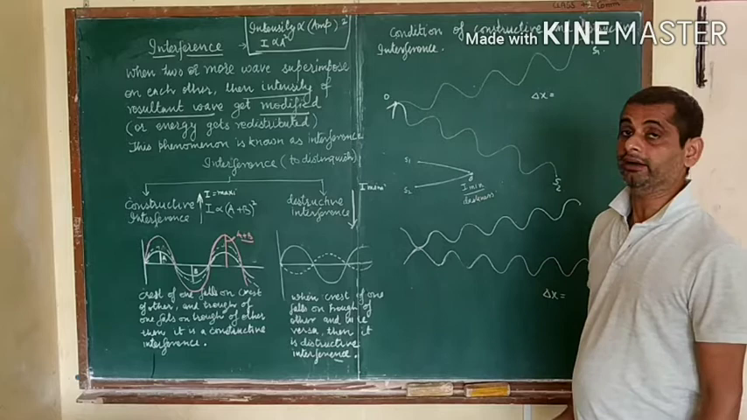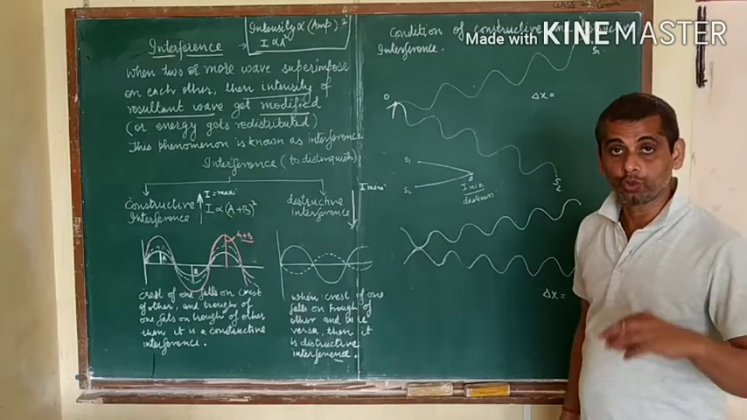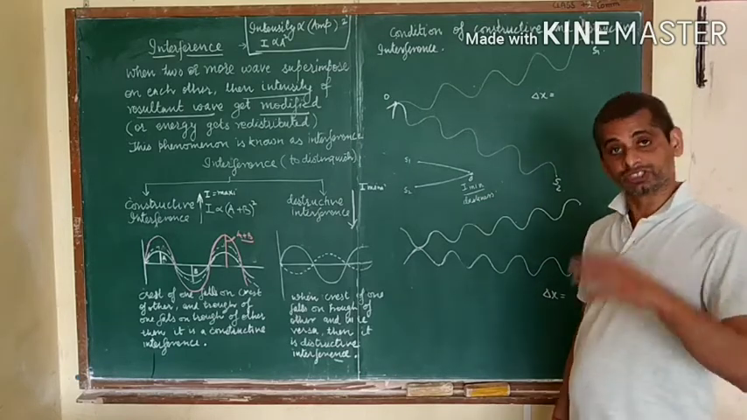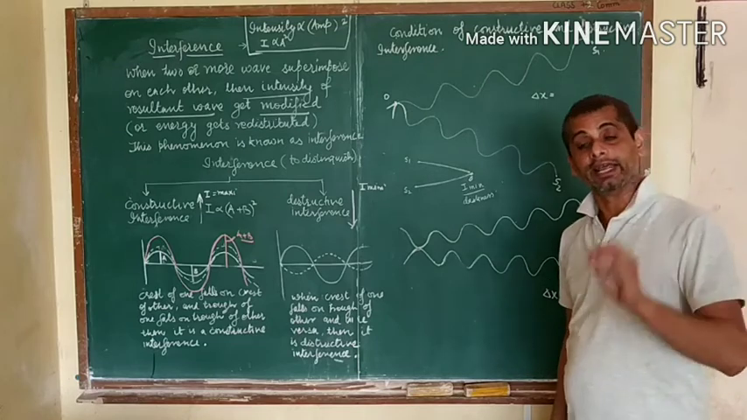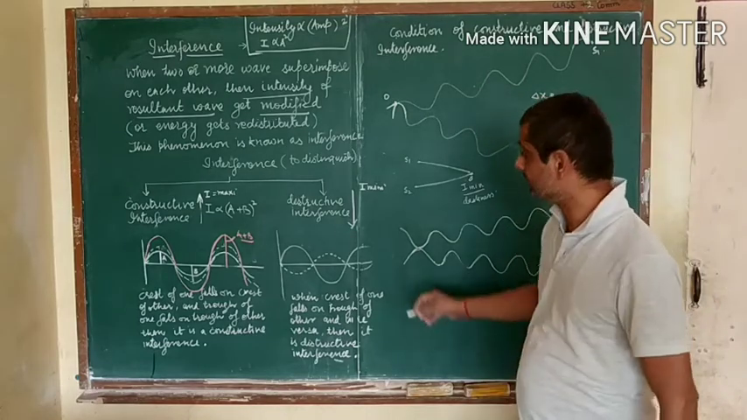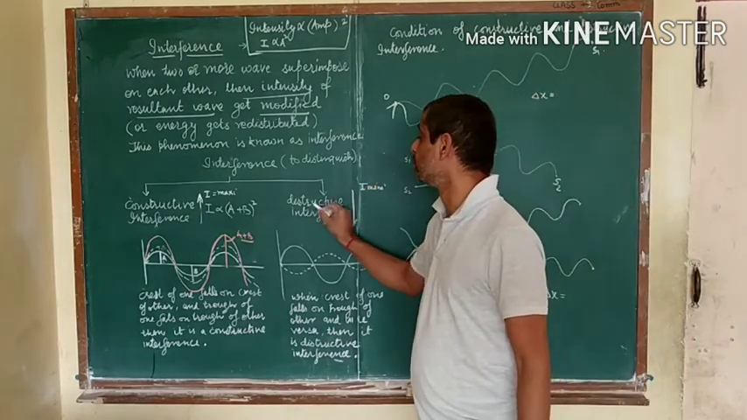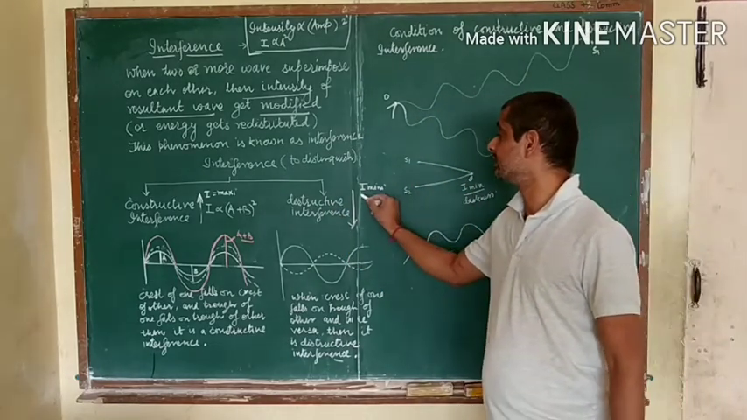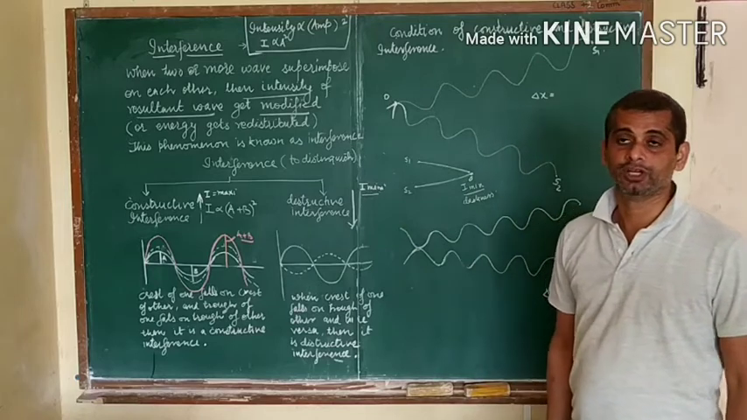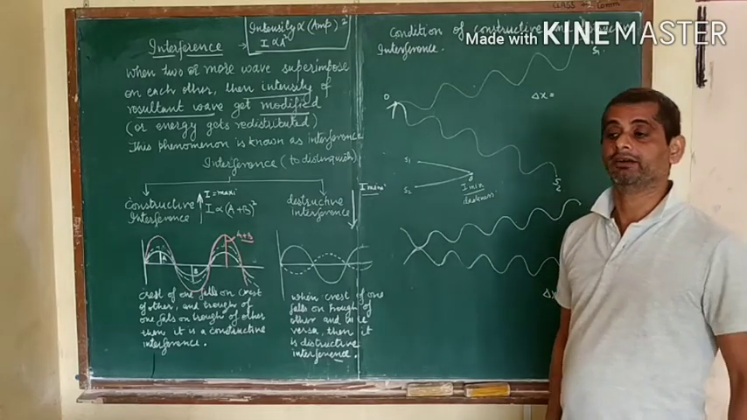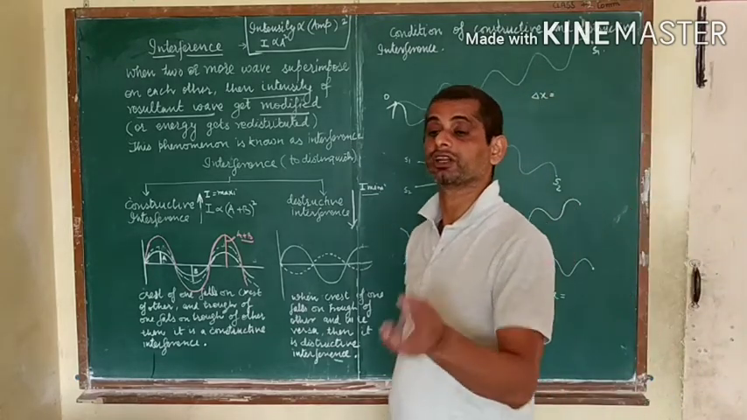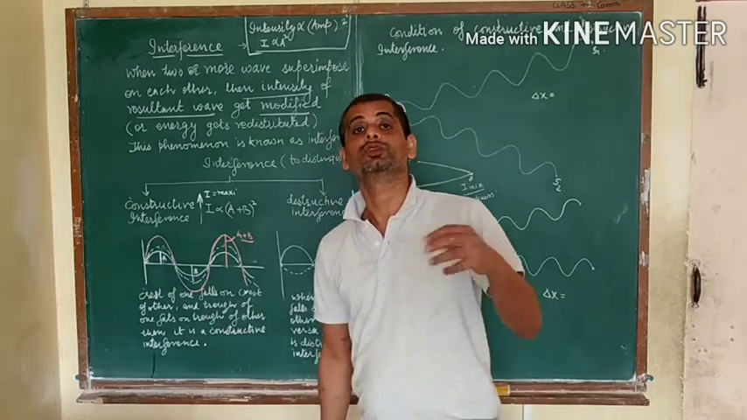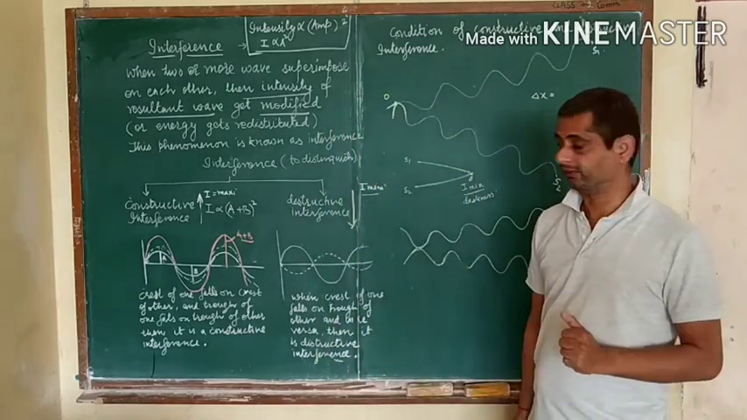So here, when the two waves superimpose in such a way that the intensity becomes minimum, that type of interference is known as destructive interference. So here the intensity is minimum. So how can you say what is the position of crest and trough when the two waves interfere destructively?